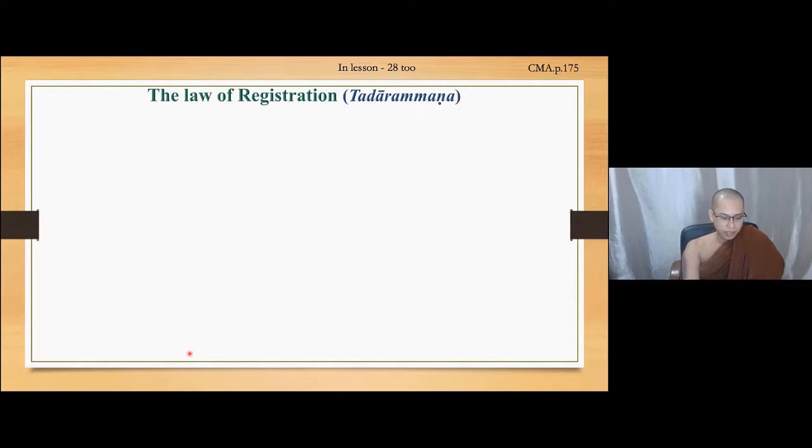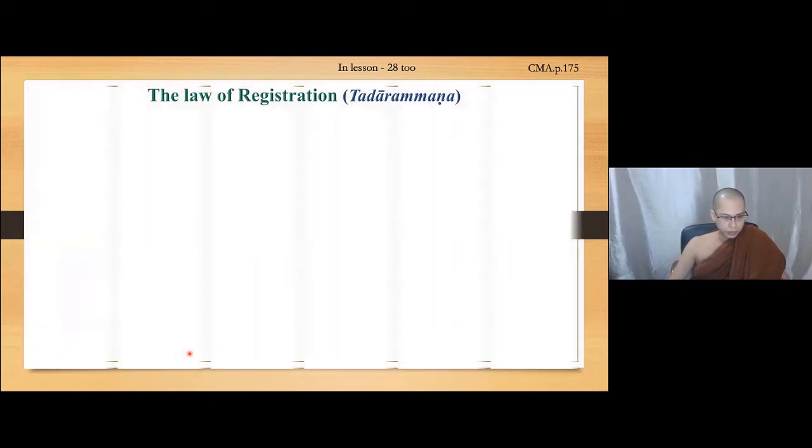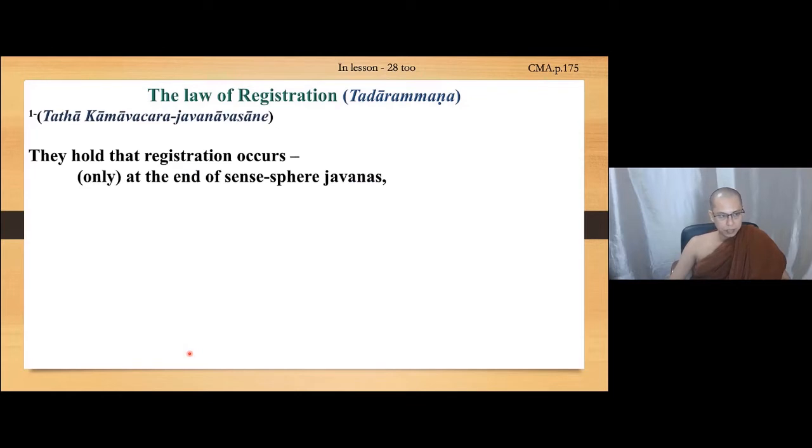Next, let's review from lesson 28, the law of registration. The law of registration: Tatha Kamavacara Javana Vasane, at the end of sense-sphere Javana. So only at the end of sense-sphere Javana does registration arise. The registration moment never arises at the end of sublime Javana. It arises only at the end of sense-sphere Javana.